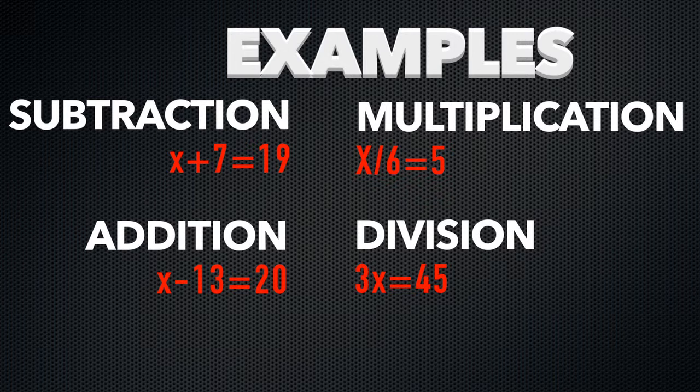In the example with division, we have the equation 3x equals 45. To solve this one, divide both sides by 3. The result shows us that x equals 15. In the example with multiplication, we have the equation x divided by 6 equals 5. To solve this one, multiply both sides by 6. The result shows us that x equals 30.